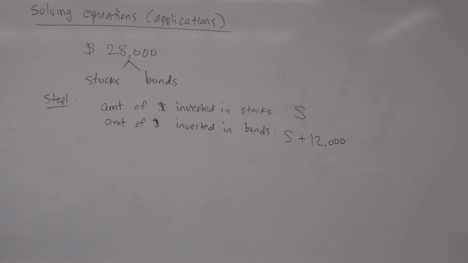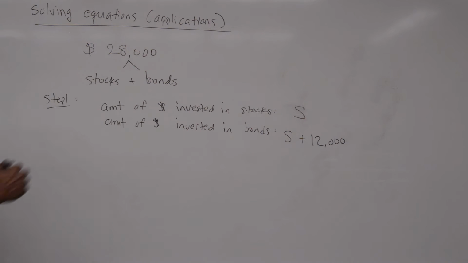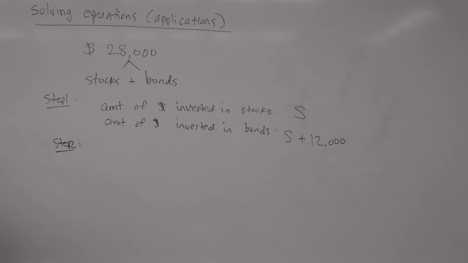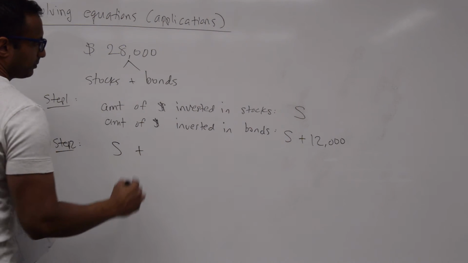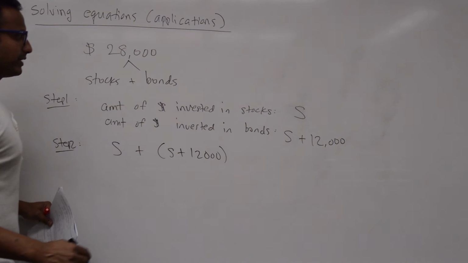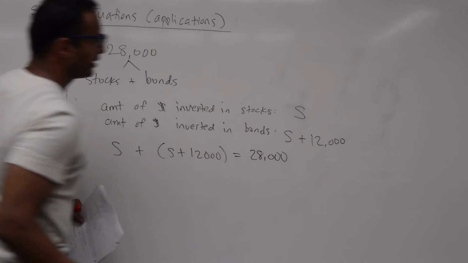Okay, so what else do we know? We know that if you add the amount of money in stocks plus the amount of money in bonds, it's going to equal 28,000. So in step 2, we write our equation. The amount of money in stocks plus the amount of money in bonds equals $28,000.